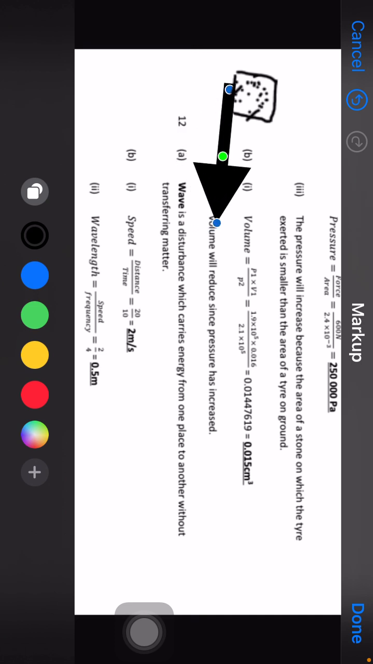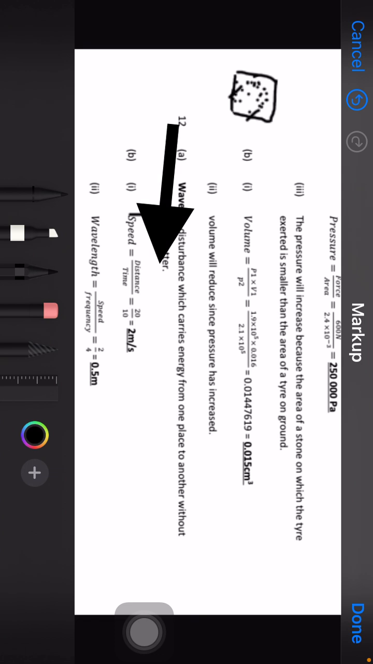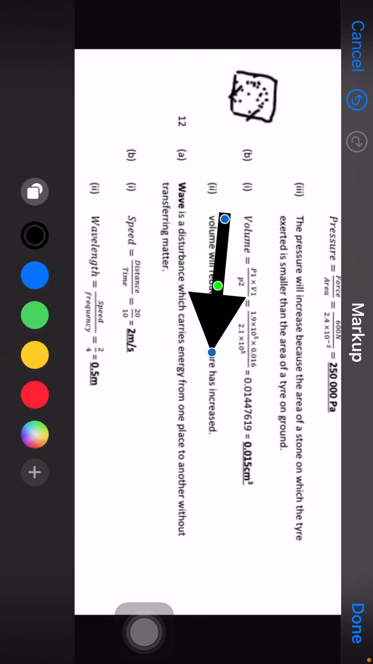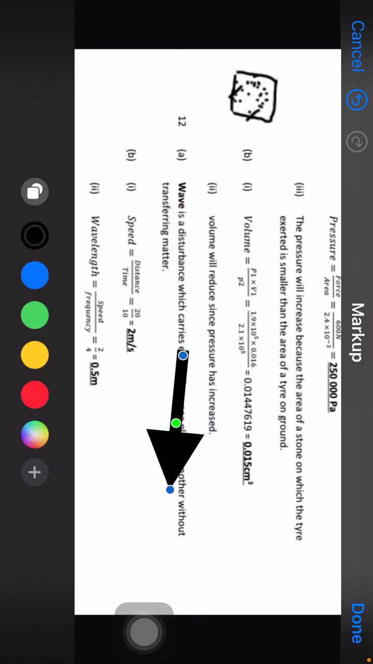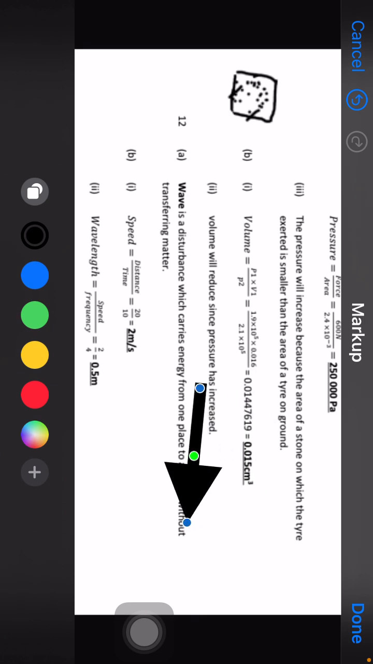Simple as that. That's what this statement means, that volume will reduce since pressure has increased. For pressure to increase, we know that the volume must reduce. That's what it means. So in other words, you can have the answers, but if you don't understand where the answers are coming from, it's a problem. You need to understand the topic properly. No wonder I've skipped question 10.